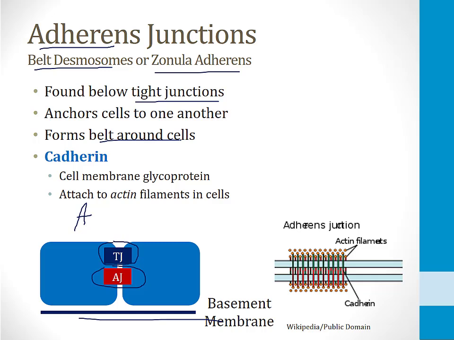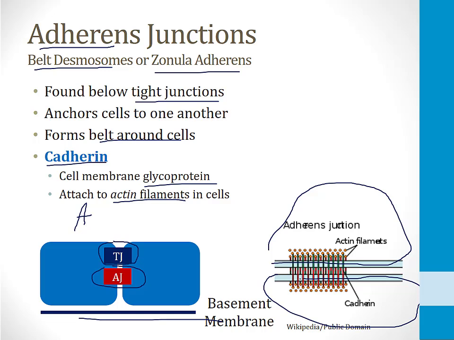They form a belt around the cells and they link the epithelial cells together. One of the major proteins you find in these types of junctions is called cadherin. This is a cell membrane glycoprotein, and what it does is it attaches to actin filaments you find inside the cells. So let's look at this picture on the right side of the screen. We've got one epithelial cell here, we've got another one here, and they are going to be linked together by an adherens junction. There are actin filaments found inside of each of the epithelial cells, and the cadherins link those together so that the two epithelial cells are therefore joined.